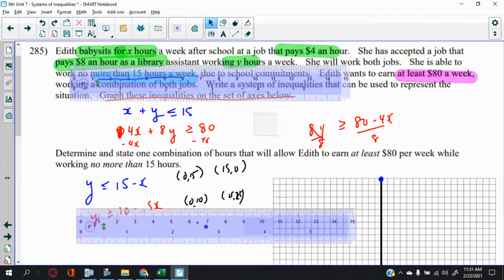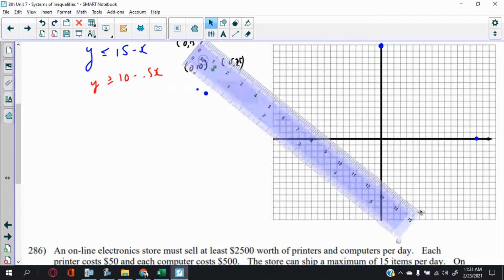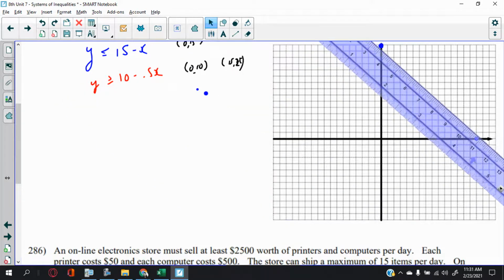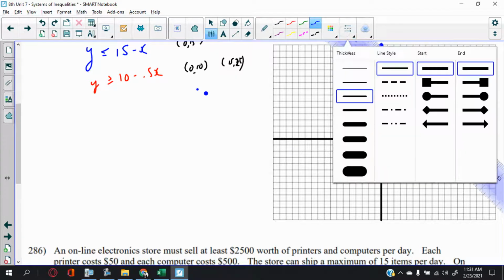All right, just got myself a double ruler. Like that. All right.